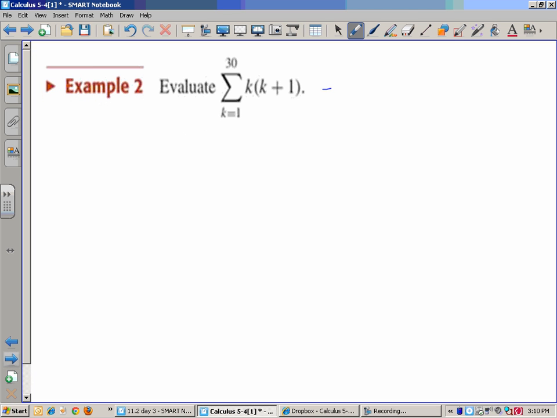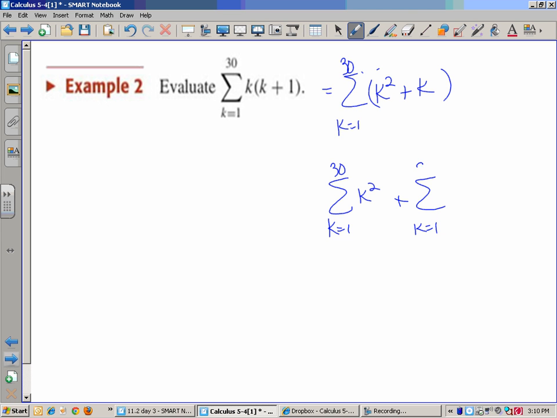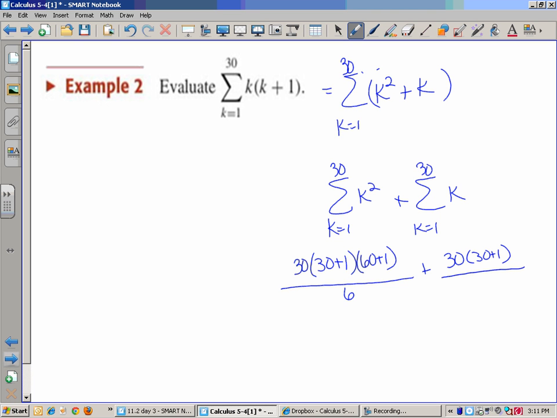So I'm going to take this, and the first thing I'm going to do is I'm going to distribute, I was going to say FOIL, but I'm going to distribute, and then I'm going to separate it into 2 summands. And then I can plug into the formulas from the previous page. And I can do some calculator work. And so I'm going to go ahead and just do that now.